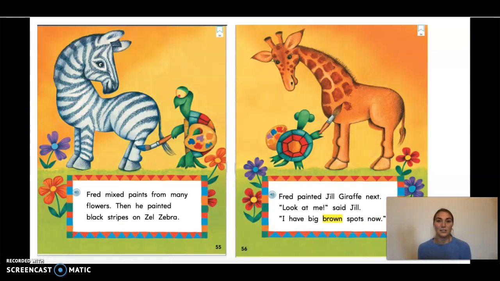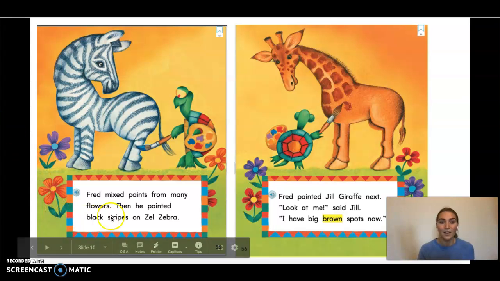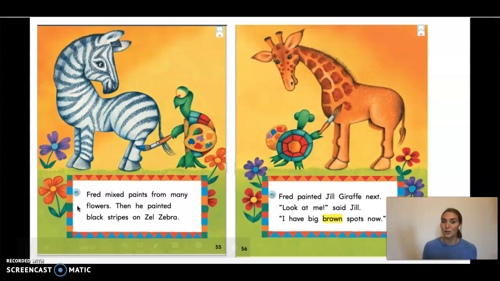These are 2 pages from our story this week, How Leopard Got His Spots. I will read both pages to you and see if you can spy the order words. Fred mixed paints from many flowers. Then he painted black stripes on Zell Zebra. Do you see an order word on this page? Great job! Then tells us that he painted black stripes after he mixed paints from many flowers.